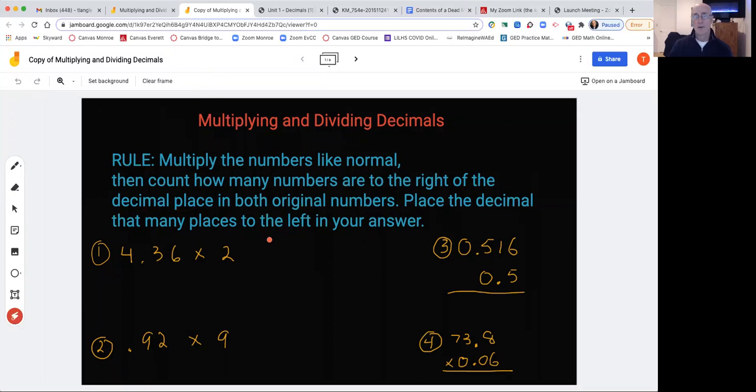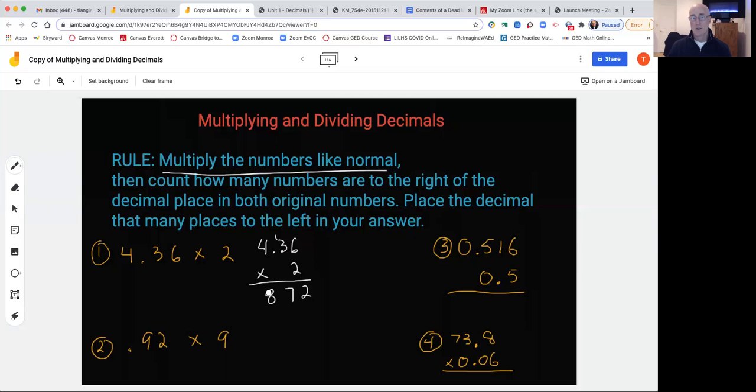I'm going to start with a fairly simple example. For the first example, I take 4.36 times 2, and I said that what you're supposed to do is multiply like normal. 4.36 times 2, because the first thing is to multiply the numbers like normal. All right, so I'm going to go ahead and just do my math here. 6 times 2 is 12, carry the 1. 3 times 2 is 6, plus 1 is 7. And then 2 times 4 is 8.